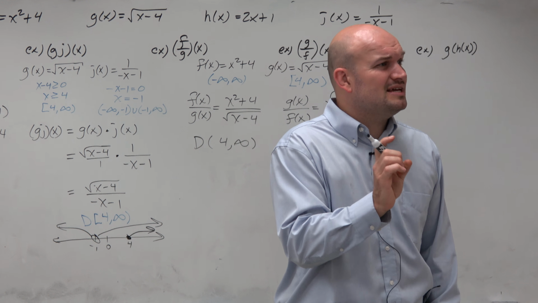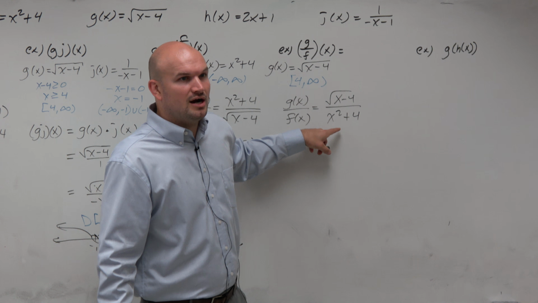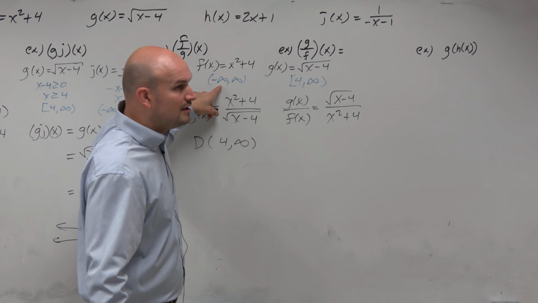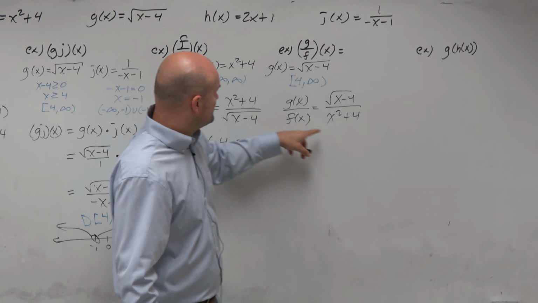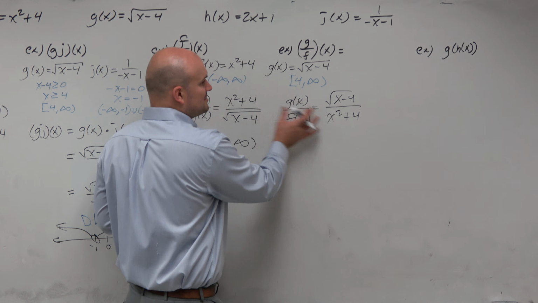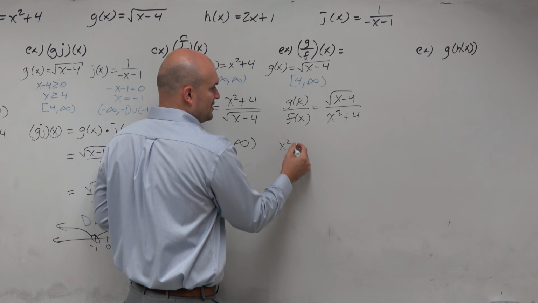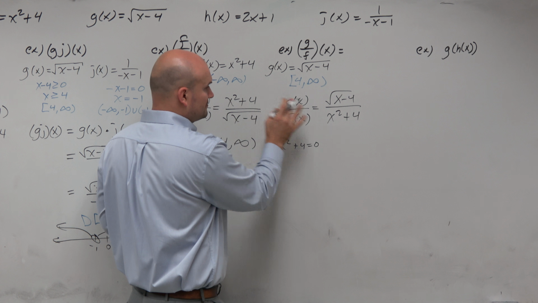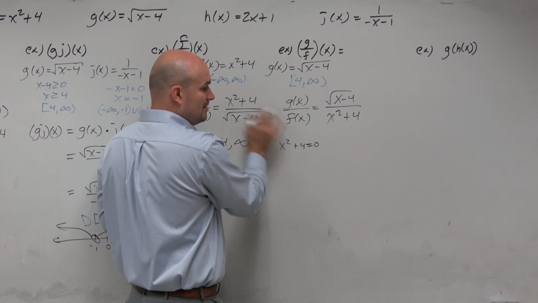However, if you guys think about this, are we really concerned about our domain restrictions in the denominator? Look at what the domain is of that. All real numbers, right? And so that's the domain of all real numbers, but can it equal 0? If we set this equal to 0, because the difference here is we don't want it to equal 0. Even though the domain is all real numbers, we don't want it to equal 0.